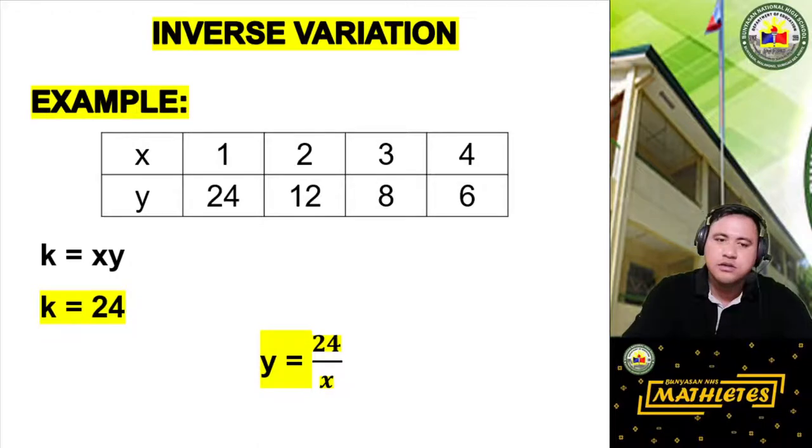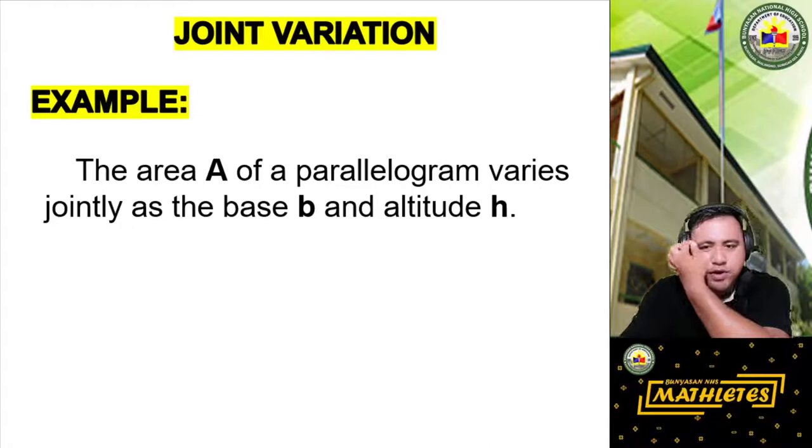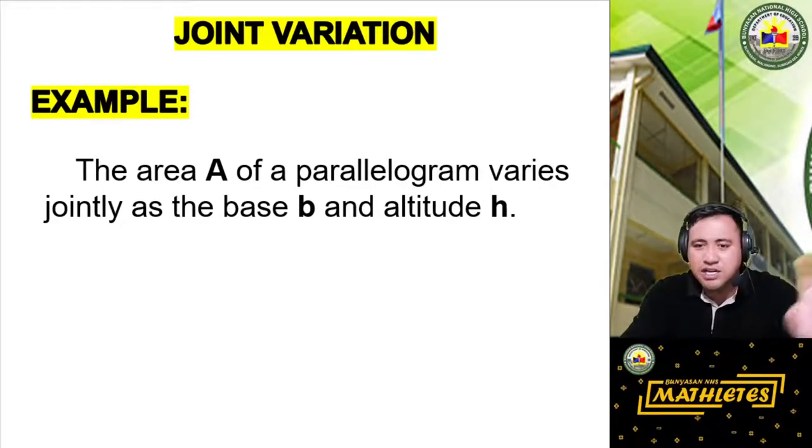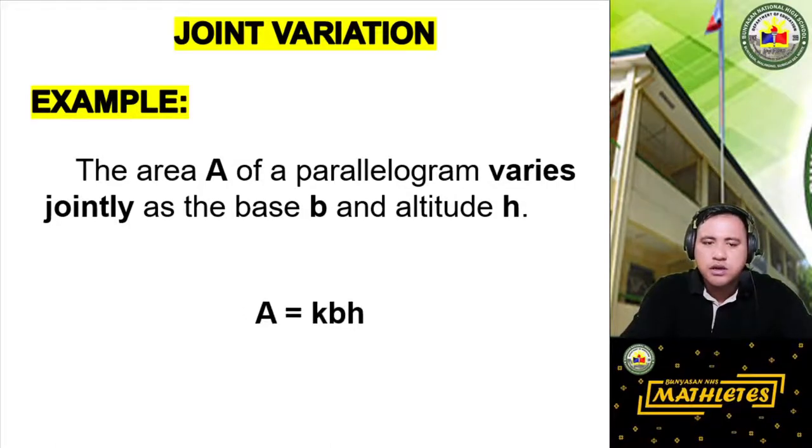So, joint variation. Joint variation, example. Again, joint variation is the same as a direct variation, but they differ in the number of variables or quantities involved. We have the area A of a parallelogram varies jointly as the base B and altitude H. So, three quantities: A, B, H. So, we have A is equal to kBH.